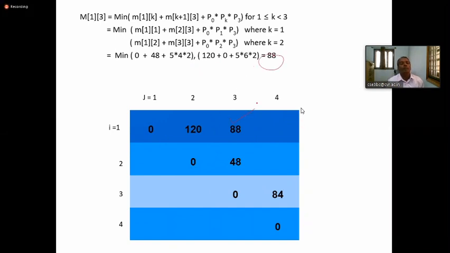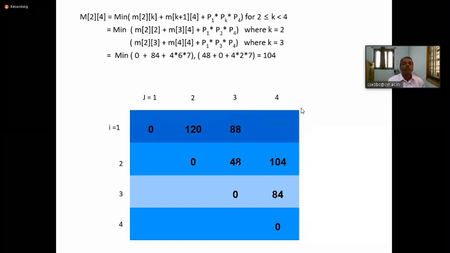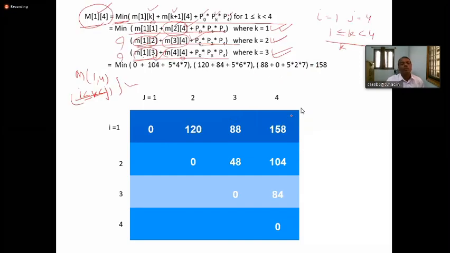88 will come. Then what is the next value? 3 to this one. This value you have to calculate. What is 2 to 4? 2 to 4 they calculate. 2 to 4 is 104. What is the final value? This value, 1 to 4. Final value. This value will give the answer.